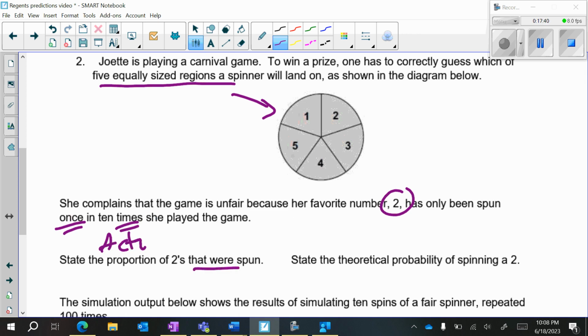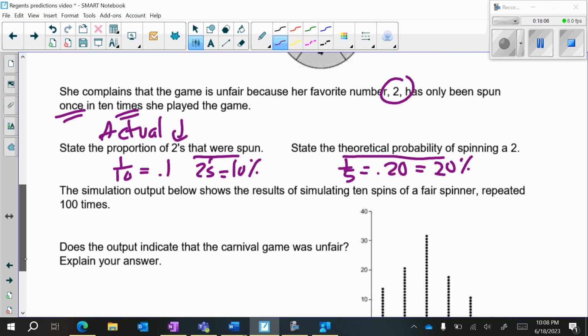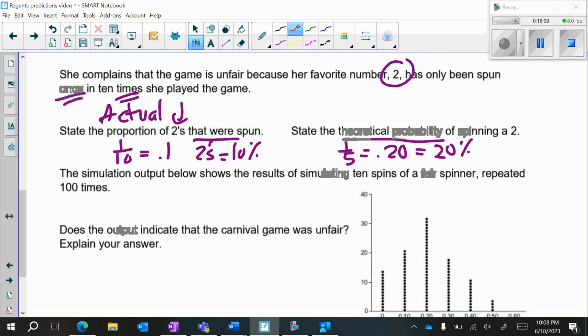So what she actually got was 1 out of 10 twos, which is 0.1, or 10% twos. But theoretically, there's a 1 in 5 chance of getting a 2, so that's 0.20 or 20%. Theoretically, she should have gotten 2 out of 10 twos, but she only got 1 out of 10 twos. So she's accusing the game of being unfair. Could her result have happened just by chance? Meaning, was it likely that it just happened by chance, or did it actually happen because the game was unfair?